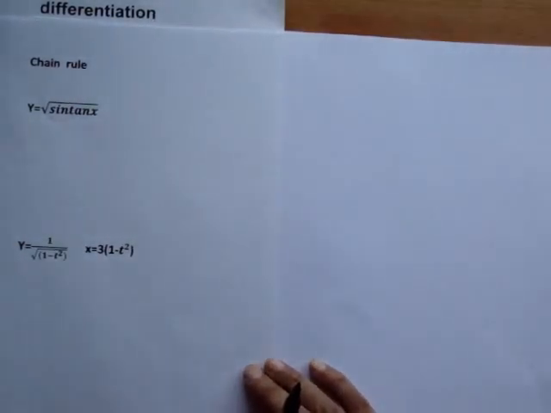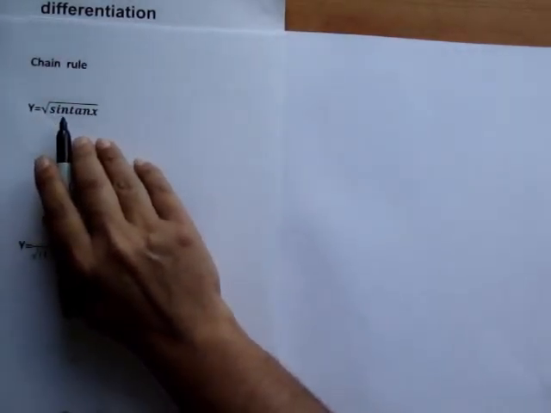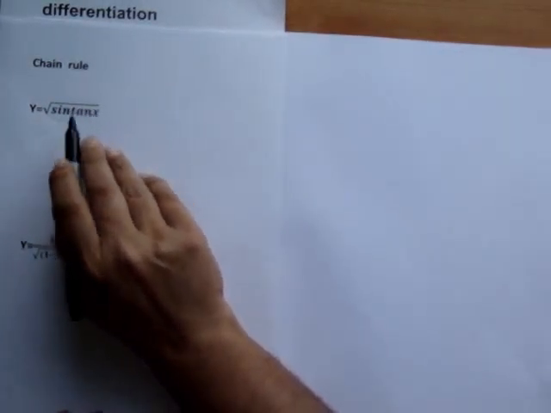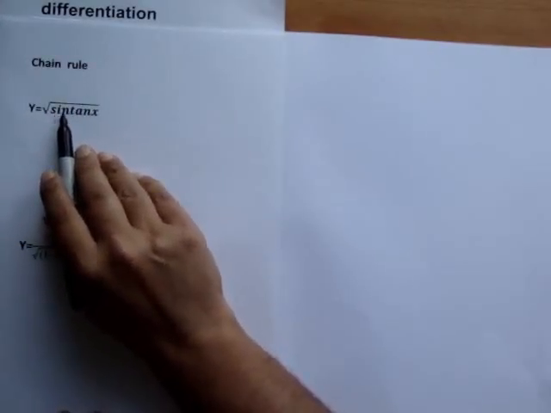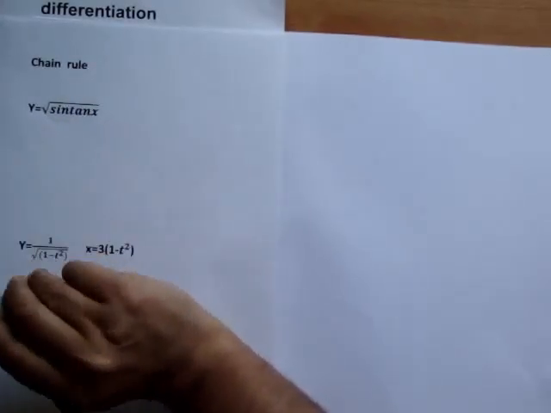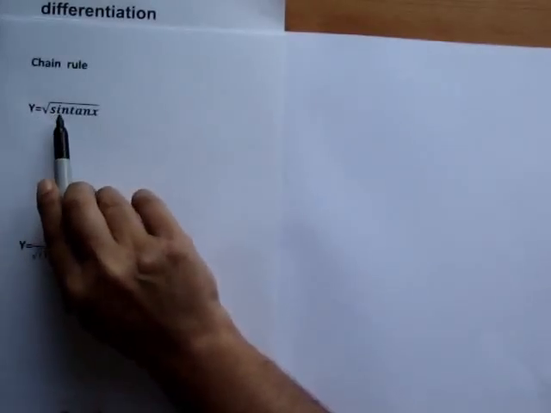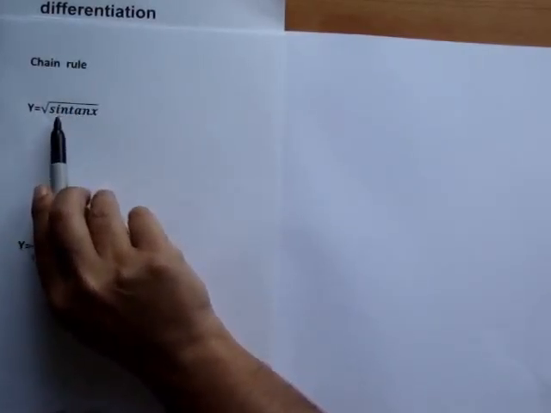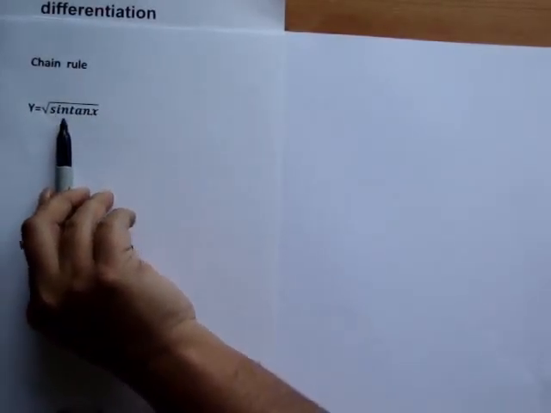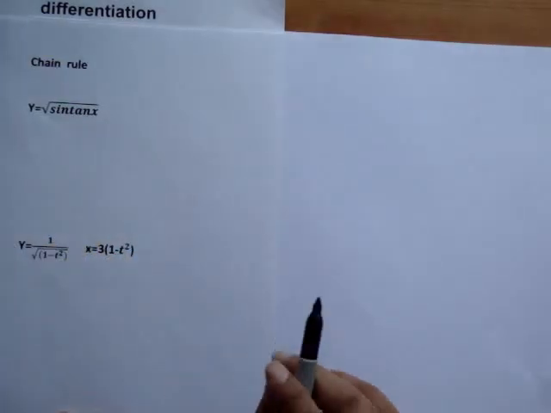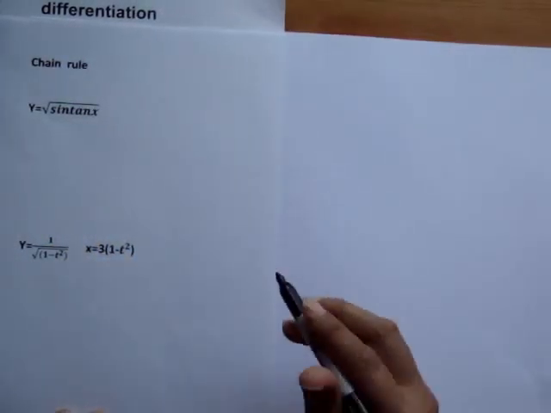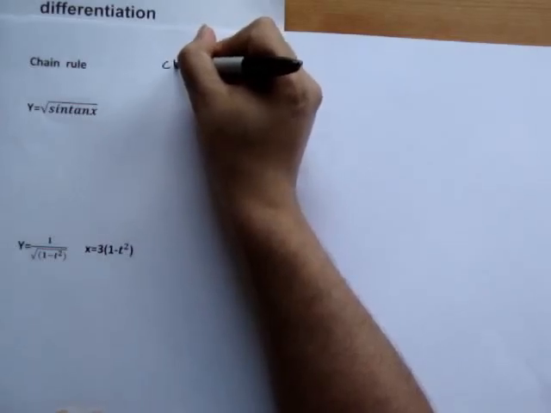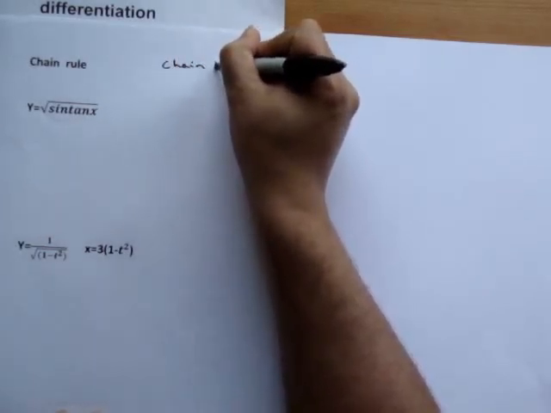Okay, let's have a look at something a little bit more complicated. Again, we have a function sine tan x and a square root, so that is a function within a function. But when we look at sine tan x, that itself is a function of a function. So in this case, we need to apply the chain rule twice.